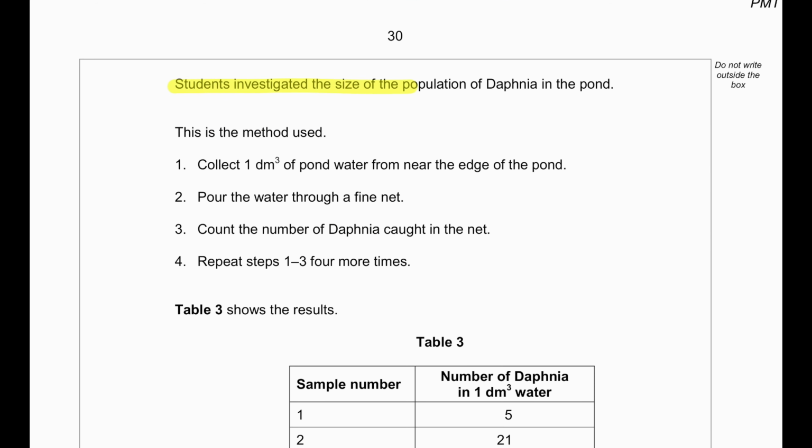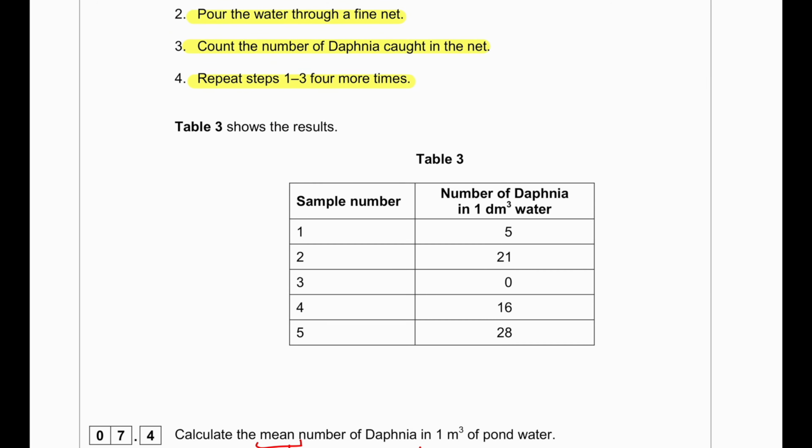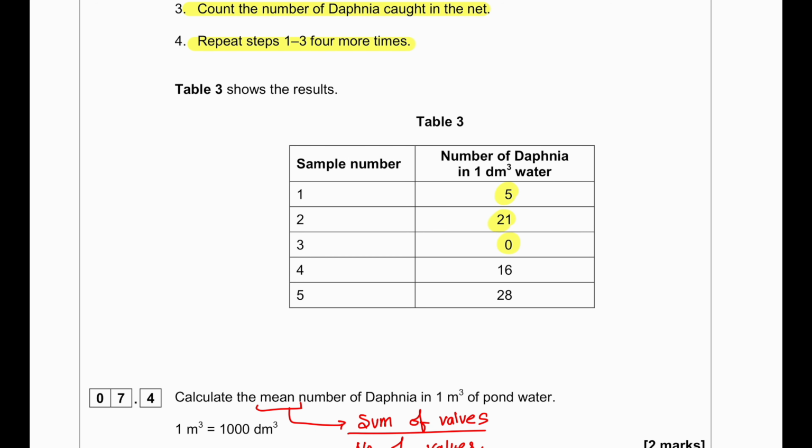A student investigated the size and population of Daphnia in the pond. This is the method that is used. Collect 1 dm cube of pond water from near the edge of the pond. Pour the water through a fine net. Count the number of Daphnia caught in the net. Repeat steps 1, 2, 3, 4 times. And then each time we can get a number of Daphnia.